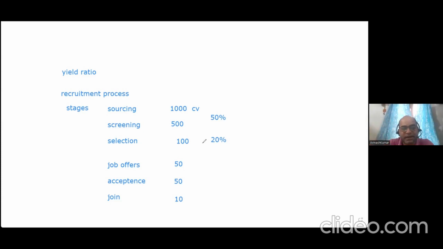So finally, ma'am, the yield ratio, if we calculate on the basis of 1000 and joining is 10, comes to around 0.01. Very insignificant. But 1%, I would typically say that for joinees, you should take this from rolling out offers to joining. That's a very good indicator. Also look at how many you have sourced and how many you have been selecting. That's also very good.